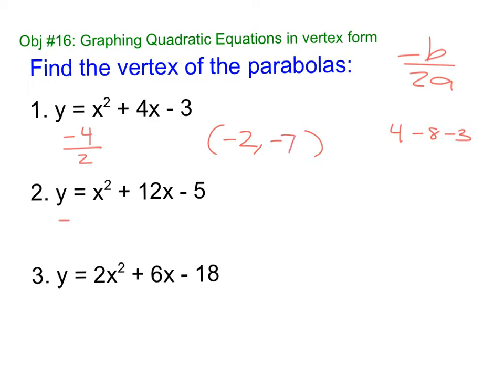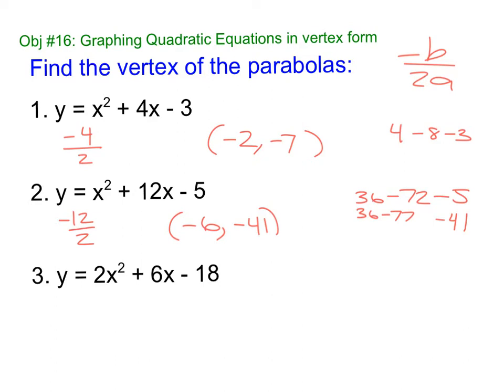This one, negative 12 over 2 is negative 6. Plug in negative 6 and I get 36 minus 72 minus 5. So what's that? That is 36 minus 77. What is that? Negative 41. Yeah, negative 41, I think. Sometimes I can't do math in my head. 36, oops, minus 77. Yeah, I'm right. Okay, I got nervous there.